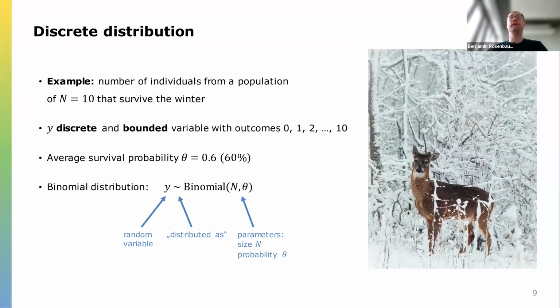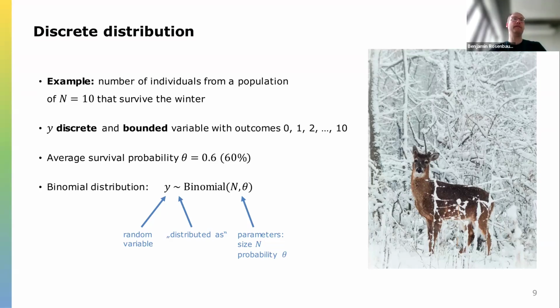We don't know this quantity yet, but we can model it, or we can describe it as a random variable. This random variable has some properties. First of all, it is discrete. This means it can only have integer values like 0, 1, or 2, right? So an individual cannot be 50% alive or dead. So it's either alive or it's not.